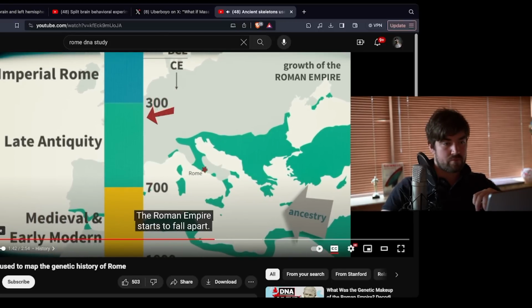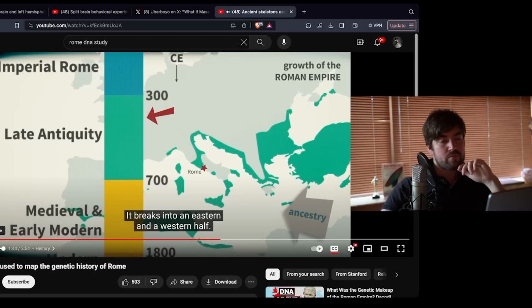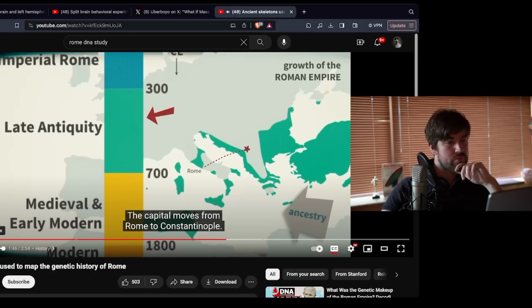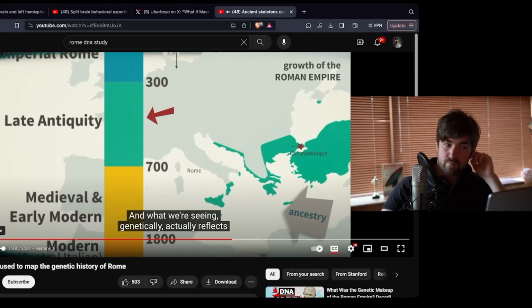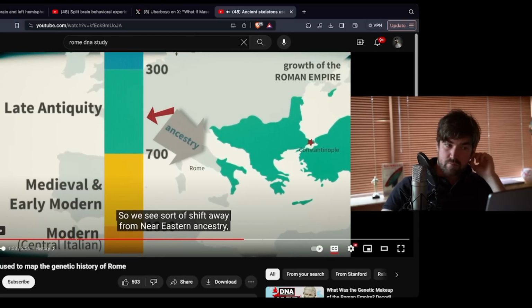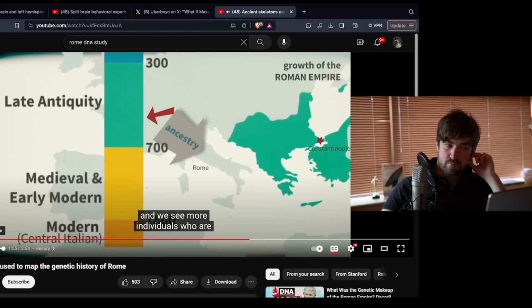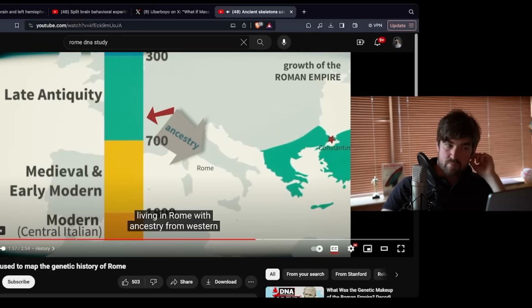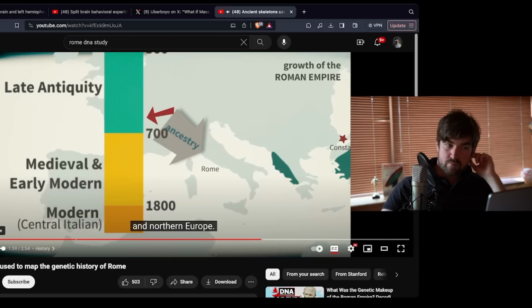The Roman Empire starts to fall apart. It breaks into an eastern and a western half. The capital moves from Rome to Constantinople. And what we're seeing genetically actually reflects some of these shifts, which is interesting. So we see a shift away from Near Eastern ancestry, and we see more individuals who are living in Rome with ancestry from Western and Northern Europe.